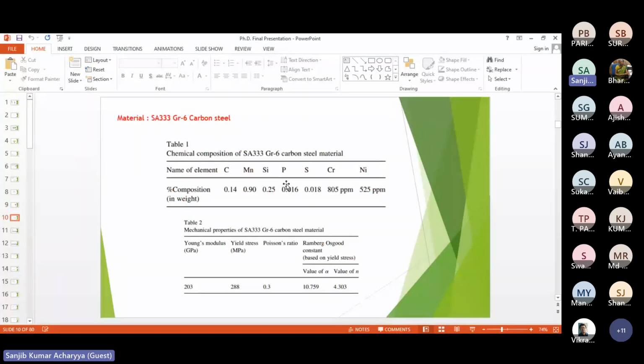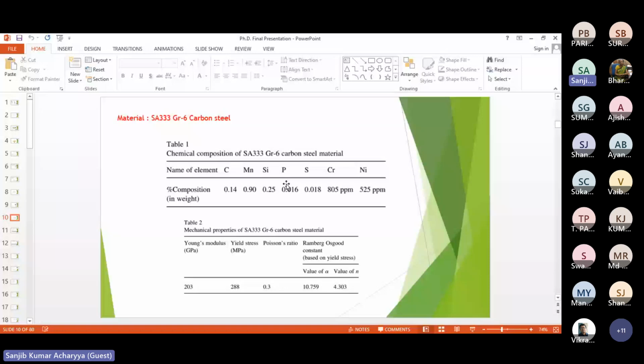The material was SA333 Grade 6 carbon steel, and it is used in the PHWR pipes and other components for BARC at their nuclear plants. The composition is given, and also the tensile and mechanical properties for this particular material, which we received from BARC.